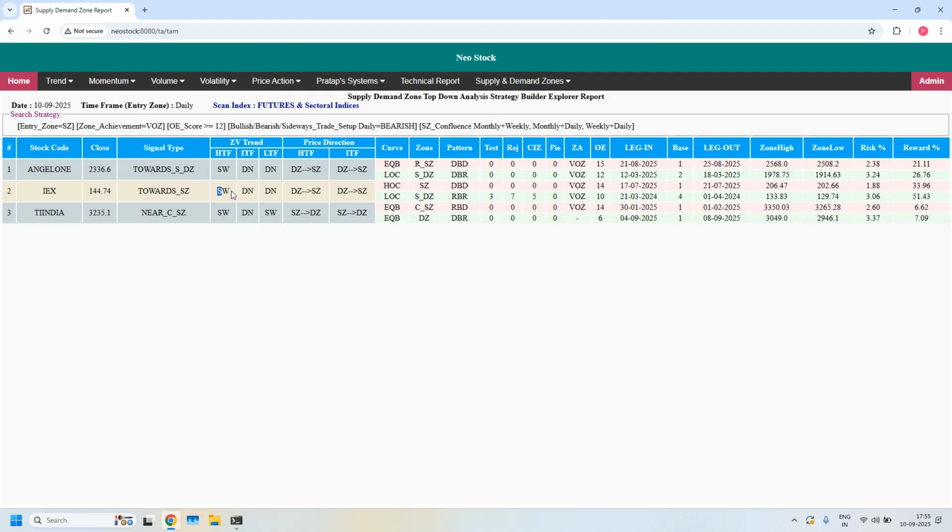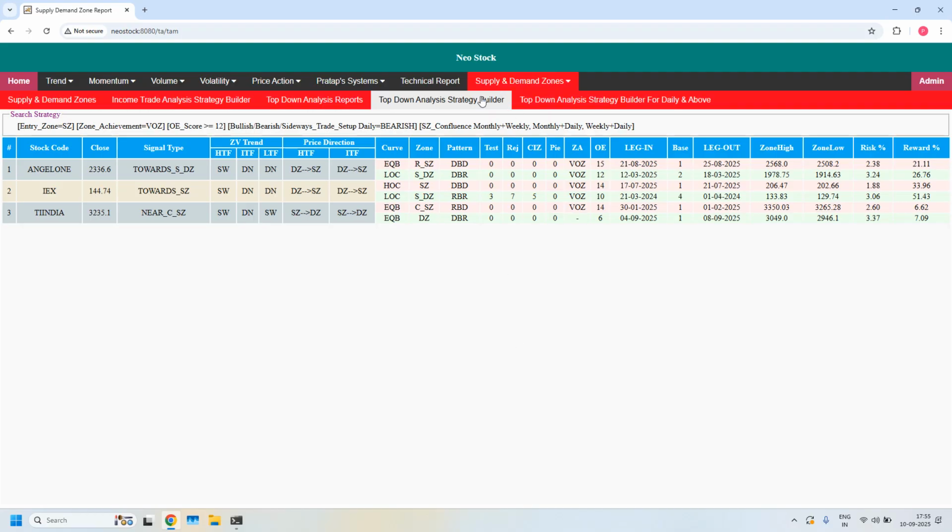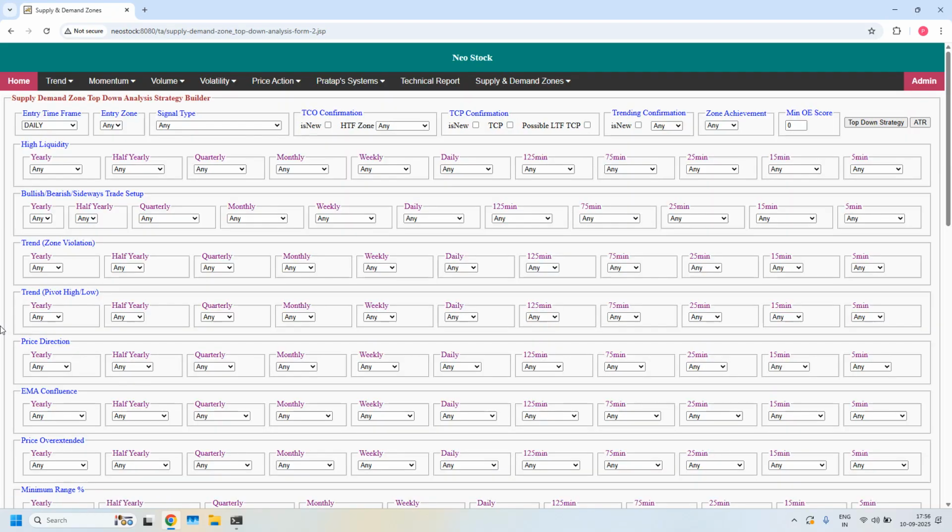But monthly trend is sideways. Sideways trend EMA confluence does not give much advantage. So that's why we are not further filtering. So this is the bearish trade setup for monthly income trade. Next, weekly income trade reports.